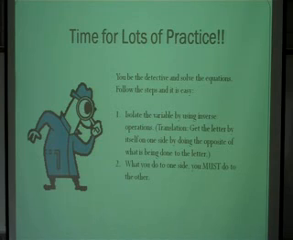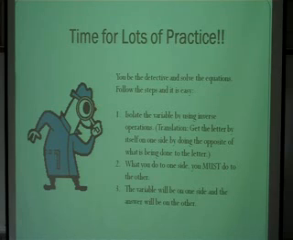What you do to one side, you must do to the other. This is because of the properties of equality. The variable will be on one side of the equal sign, and the answer will be on the other. And then always check your answer by using substitution to make sure you are correct. This concludes our lessons on solving equations with whole numbers.